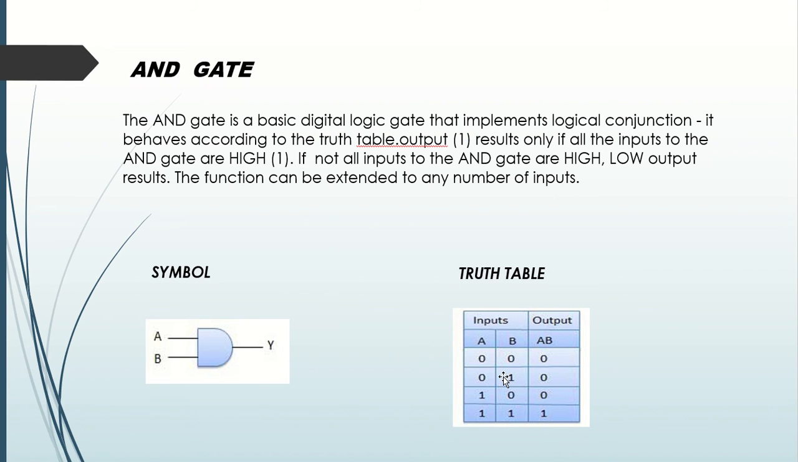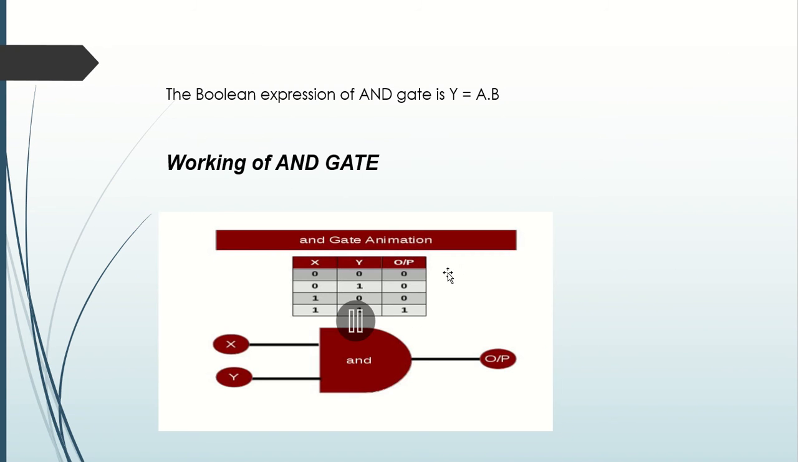Truth table for AND gate is: if both the inputs are high, it results in a high output. Boolean expression of AND gate is Y equal to A multiplied by B. Working of AND gate is: 0 input, 0 output; 1 0 input, 0 output; 1 1 input, 1 output.